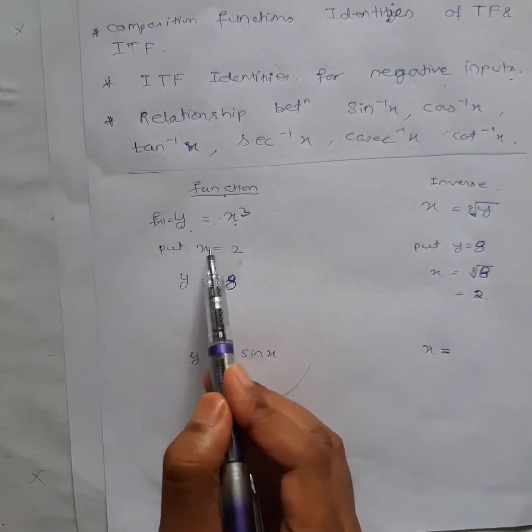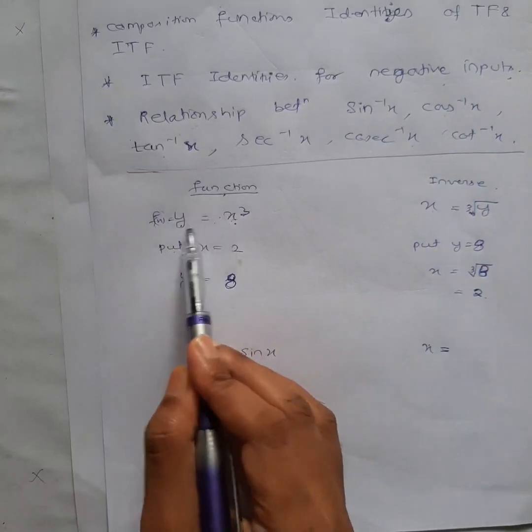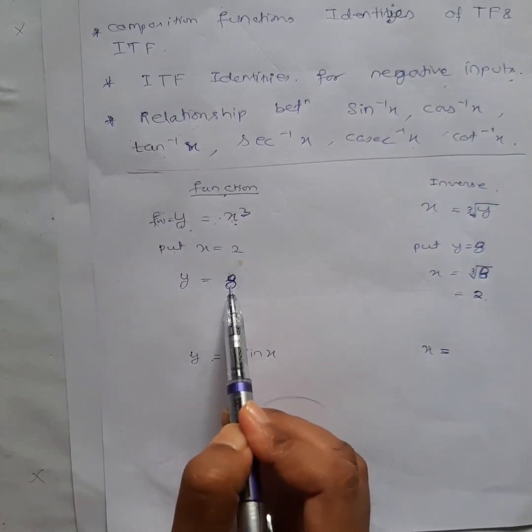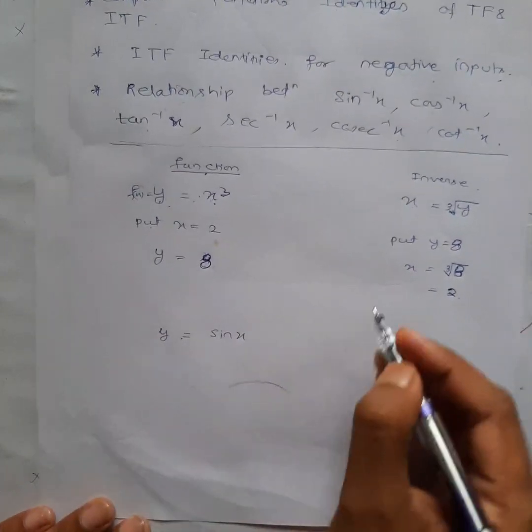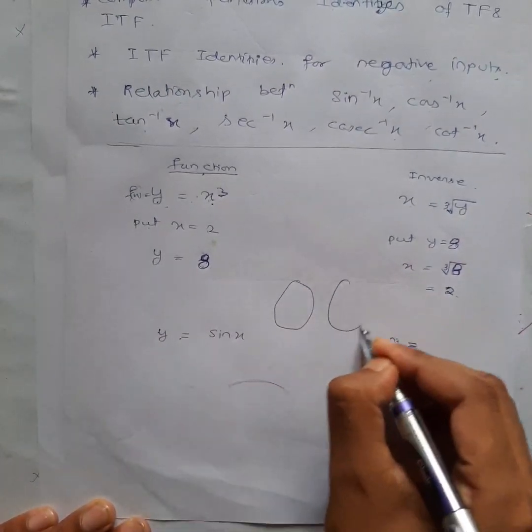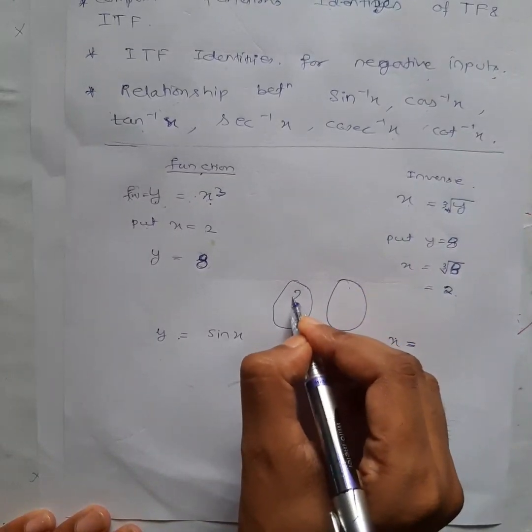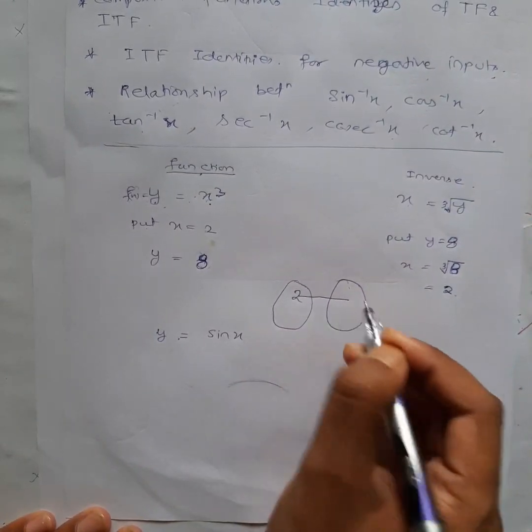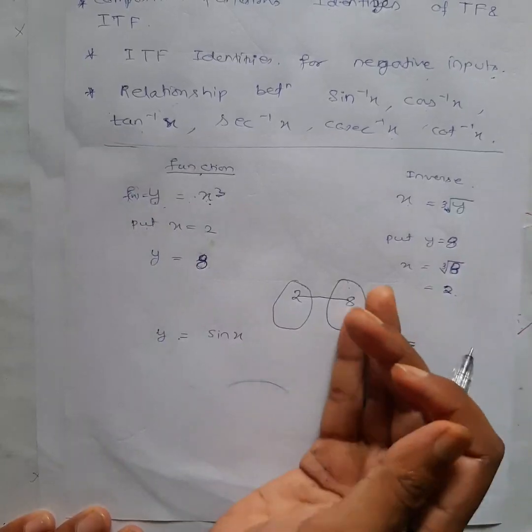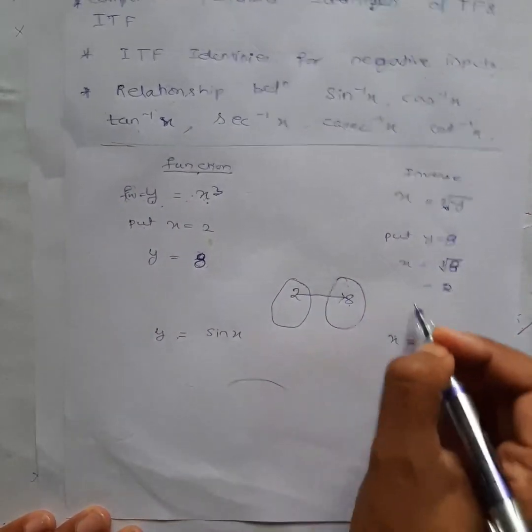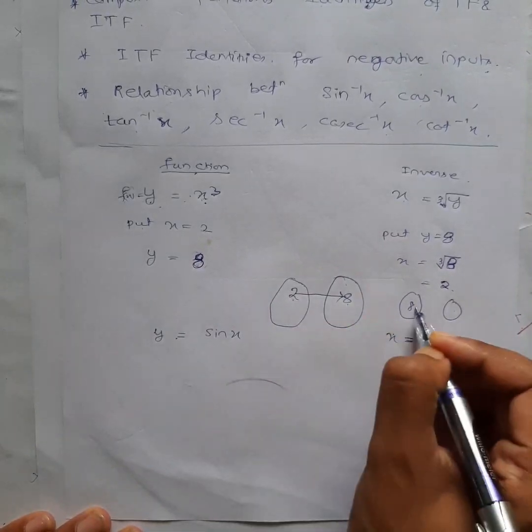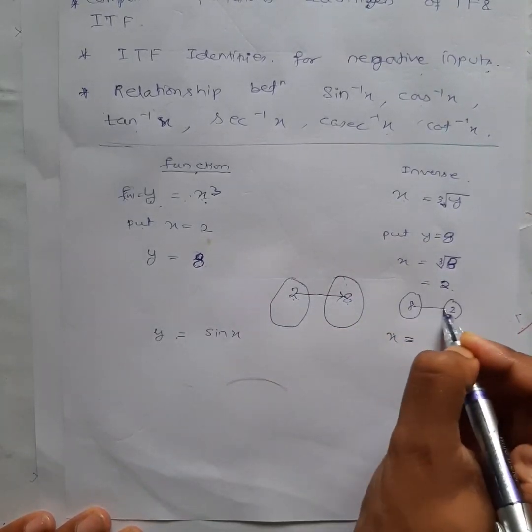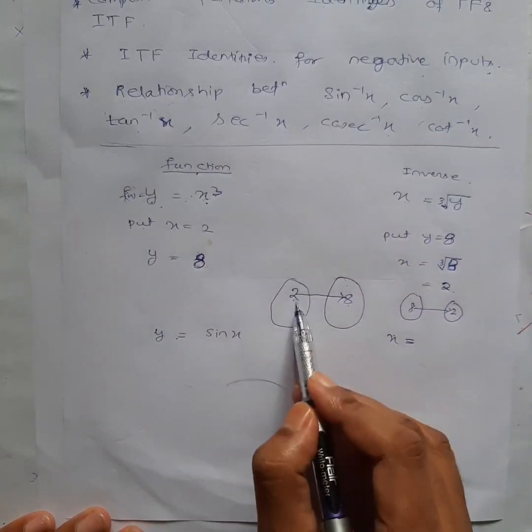Means what? You can see here, when I put input 2, what will I get? Y equal to how much? 8. Now when you take the inverse, what will happen? I will take this one as input. You can see from the arrow diagram also I can explain. When I take x equal to 2, your image is what? Y is your image, right? 8. Now when I take the inverse, I will take this one as input, and I must get output, that is, the image of 8 must be 2. I must get this one, then only it will be an inverse function, remember?